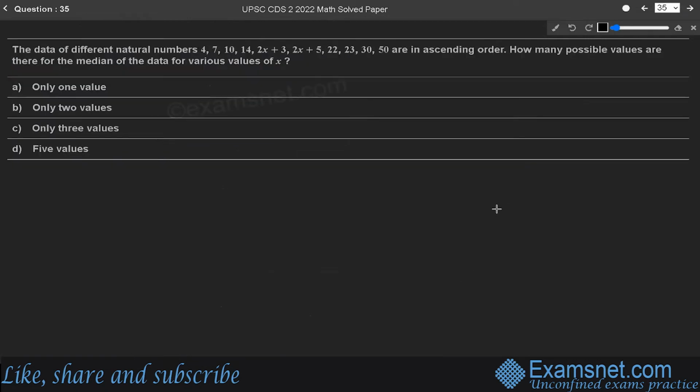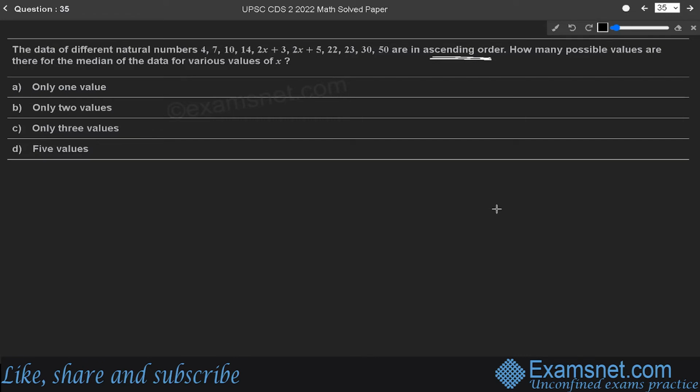Next question: the data of different natural numbers 4, 7, 10, 14, 2x plus 3, 2x plus 5, 22, 23, 30 and 50 are in ascending order. You can see that they are in ascending order. How many possible values are there for the median of the data for various values of x?